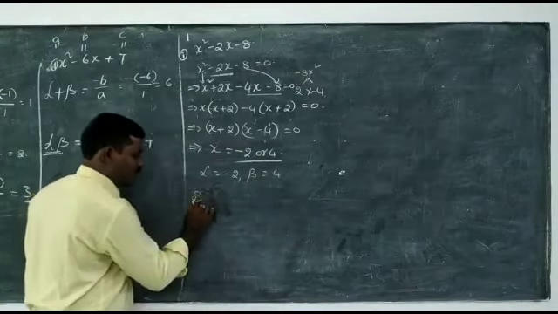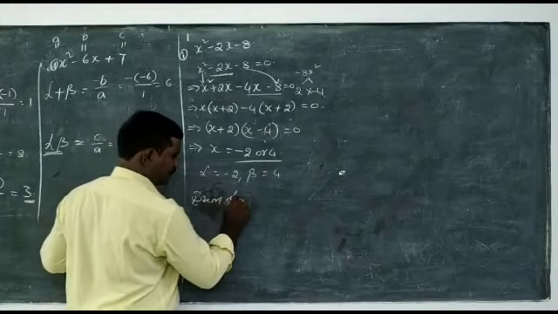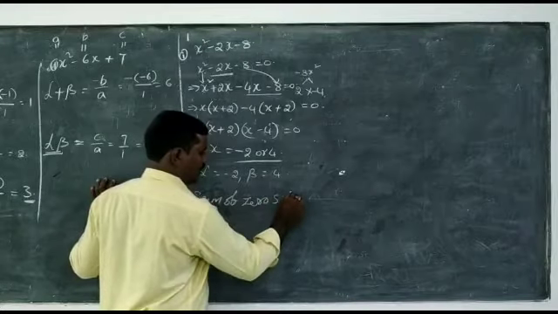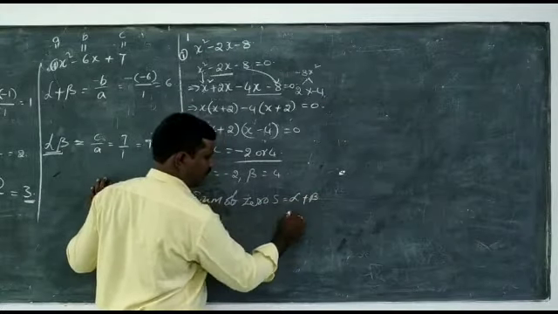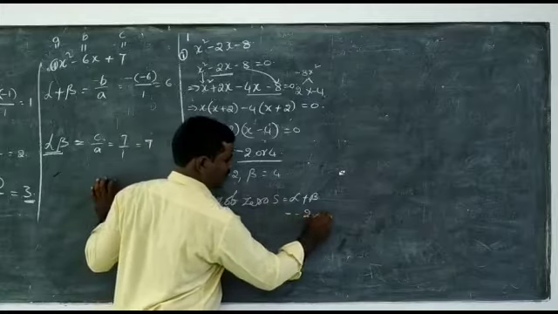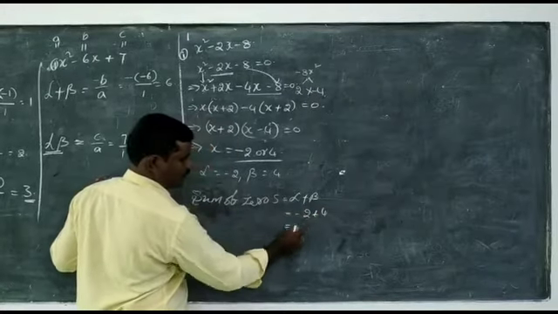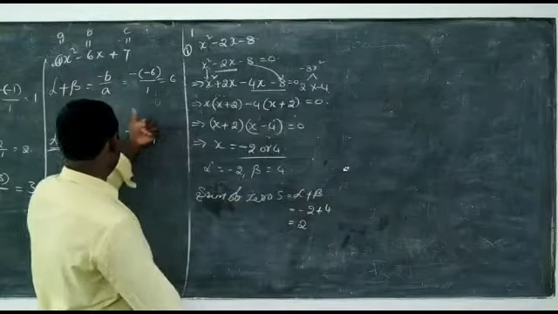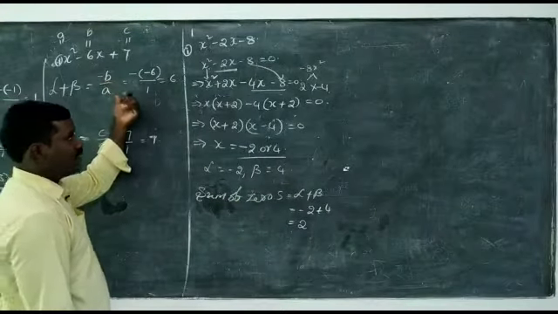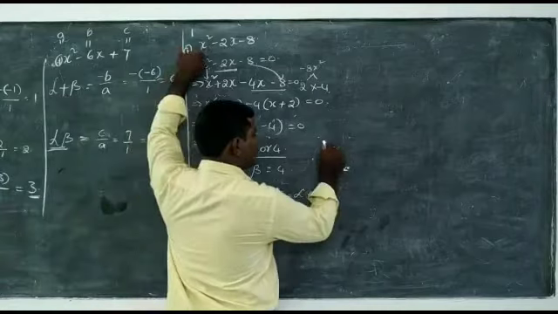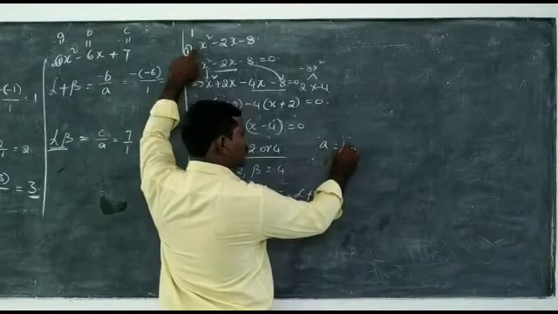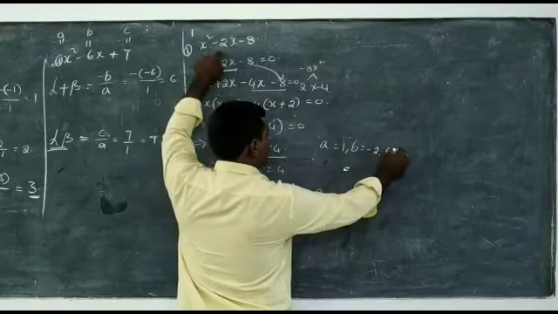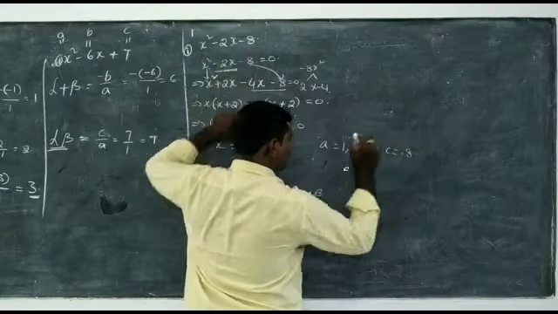Now, sum of zeros equal to alpha plus beta, which is minus 2 plus 4, that is 4 minus 2, it is 2. Now, what is the alpha plus beta formula? Minus b by a. See here, in this case, a is equal to the x square coefficient 1, b is equal to the x coefficient minus 2, and c is equal to the constant term minus 8.